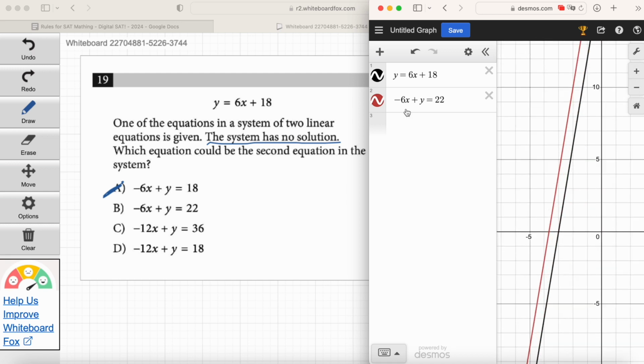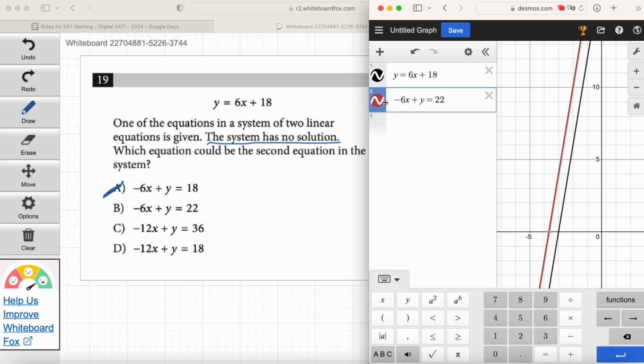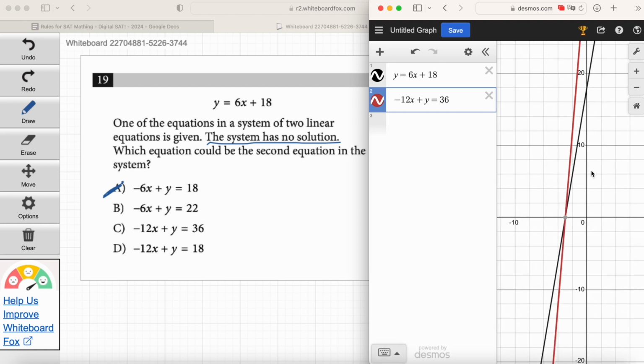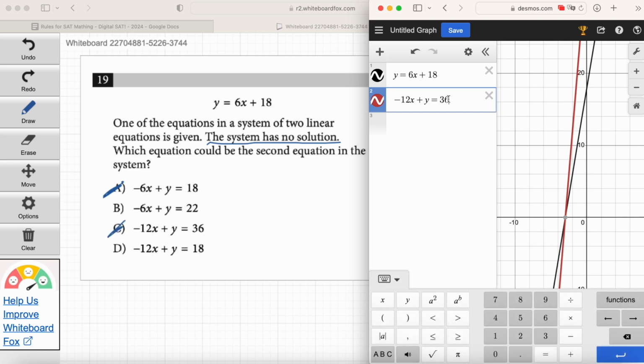Let's double check the others. Okay. We got time to do it. This doesn't take long. So I'm just adjusting the equation. That's 12x plus y equals 36. Yep. Do we have a point of intersection? Yes, we do. So it's not C. Let's do D. Again, we're changing the 36 to an 18. That's all we're doing. It's not difficult to test these. Yep. Point of intersection, so it's not D. We can confirm. Yep. That's answer choice B.